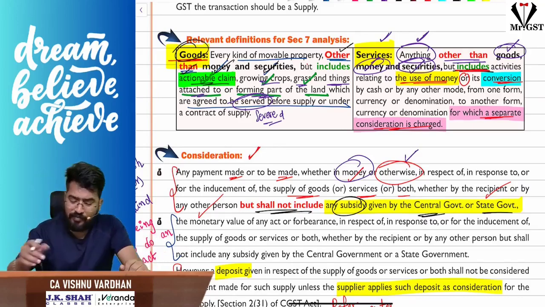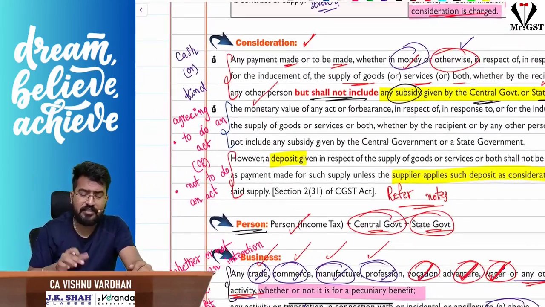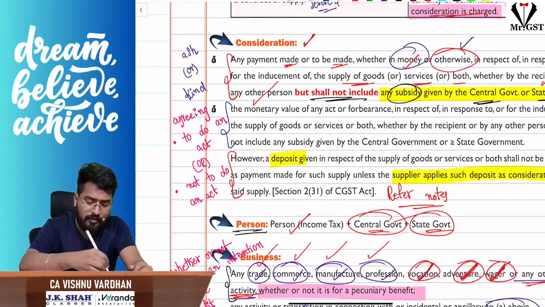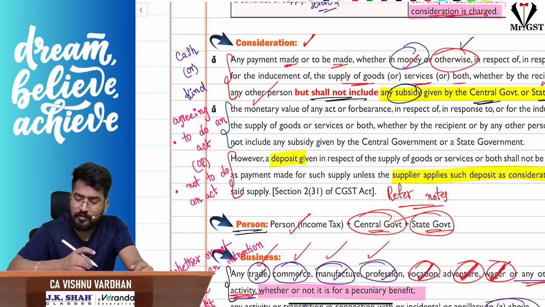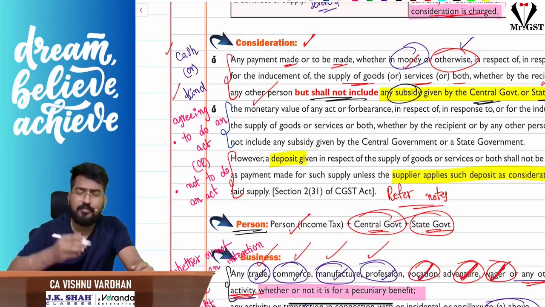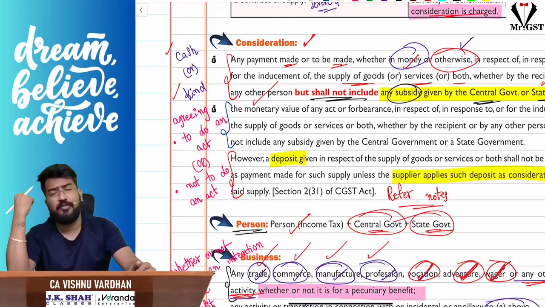Next, the interesting thing, consideration. In GST, consideration can be in cash, or it can be in kind. For example, I take lectures for you and you pay me 10,000 rupees, or I take lectures for you and you give me a BMW car.